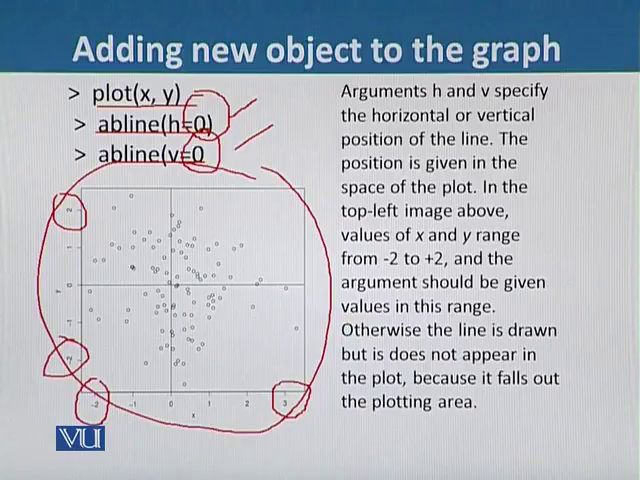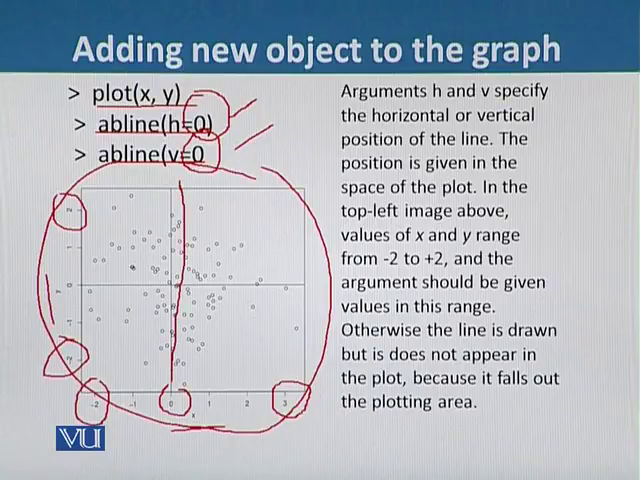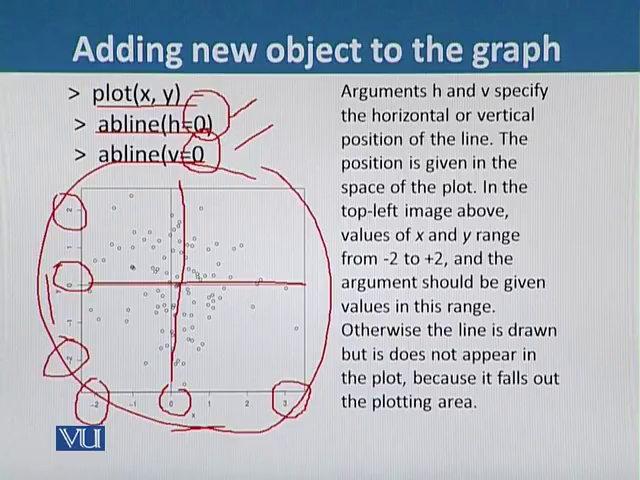Otherwise, the line will be drawn but will not appear in the plot because it falls outside the plotting area. In this case, we have given the arguments so that these two lines are at value 0 on both the x and y axes. Here is the 0 on the x axis, so it is plotted like this, and this is the 0 on the y axis, plotted in this direction. So by using these arguments, we can add lines at very specific positions within a plot.